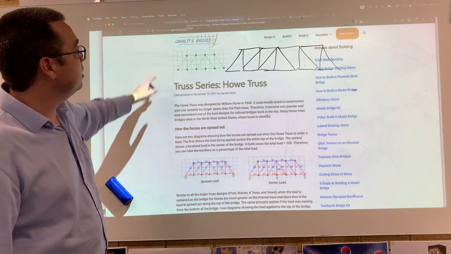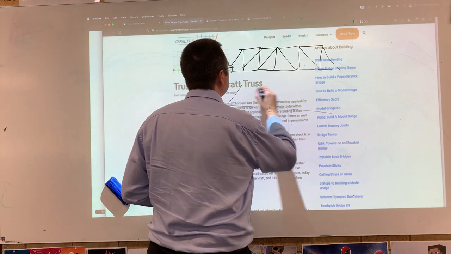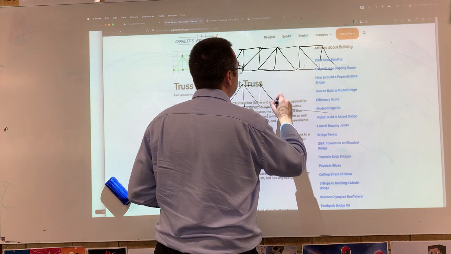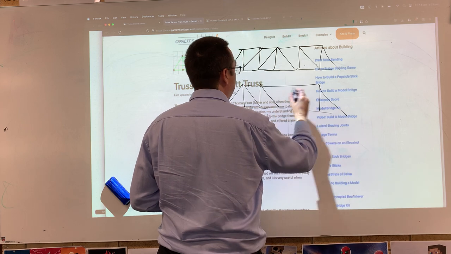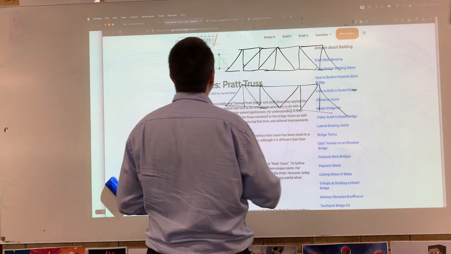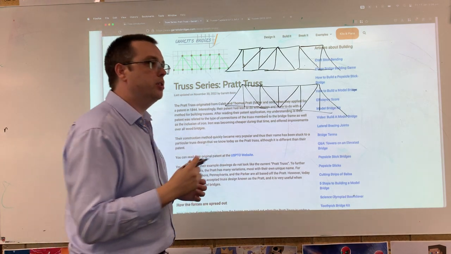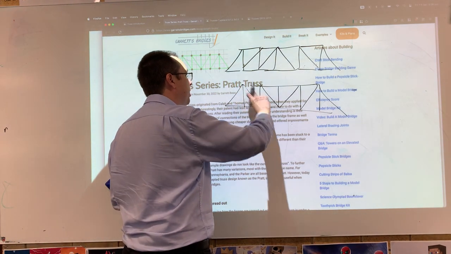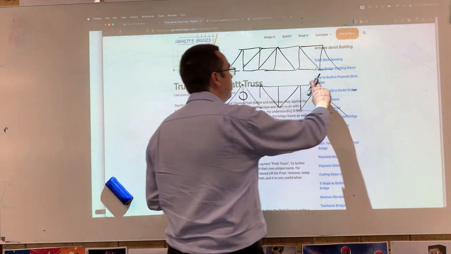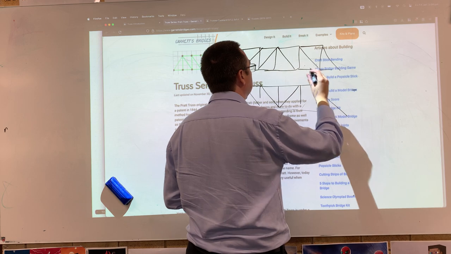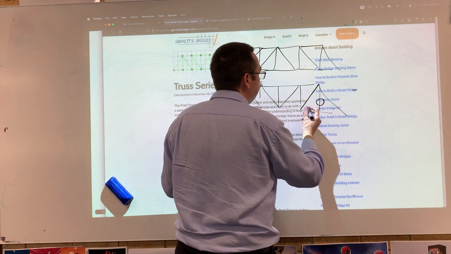Okay, and then we've got Pratt. Now Pratt looks similar, but Pratt, we can see that what we have is, I always think of the Deathly Hallows symbol. I don't know if you're any Harry Potter fans, but that's the Deathly Hallows symbol. For the Pratt truss, you have two of these. Anyway, whatever it is.